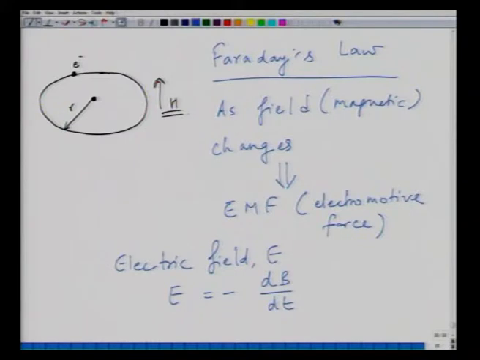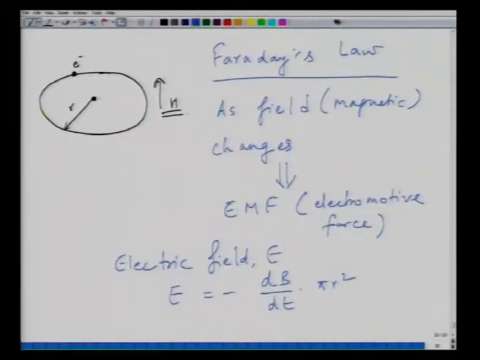Now, you need to get the units right. So, here you multiply by the area, because we are talking about the magnetic flux, and since the field is tangential, you need to multiply E by the circumference. So, E multiplied by 2 pi r is equal to minus dB by dt into pi r square. This is nothing but Faraday's law, and this gives you E equal to minus r by 2 into dB by dt. This is the expression you get for the electric field.